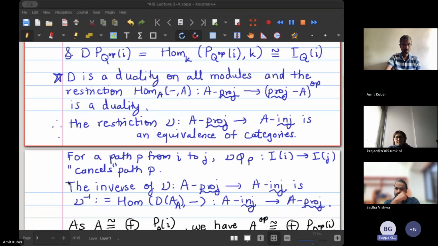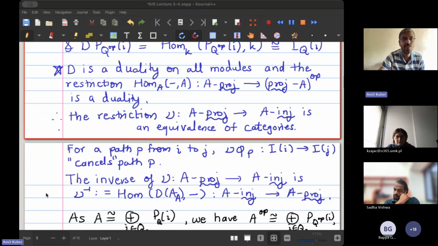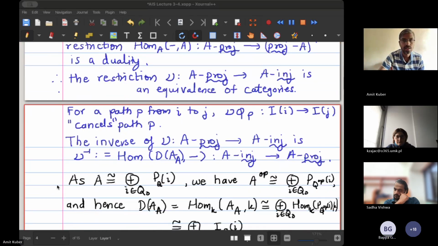We also have to talk about the inverse. Sorry, we have somebody speaking. Yeah, Bappa, can you please display your screen?